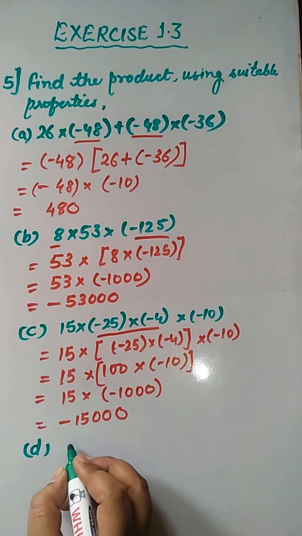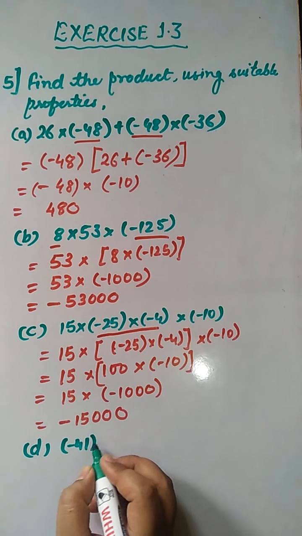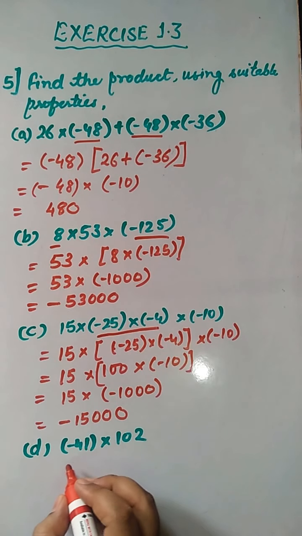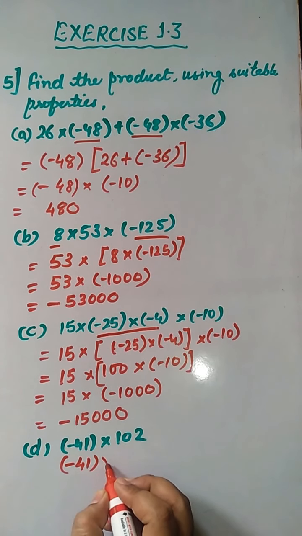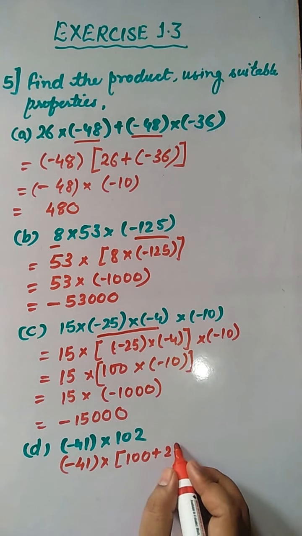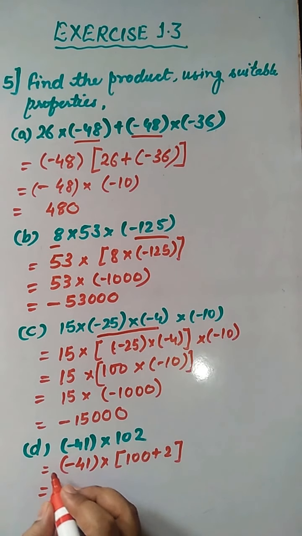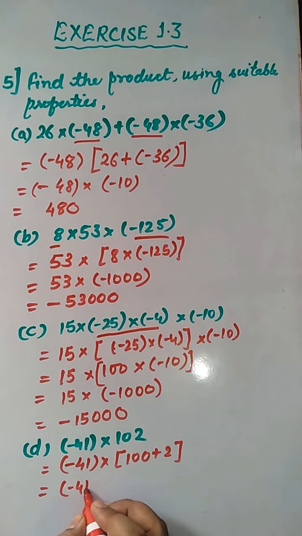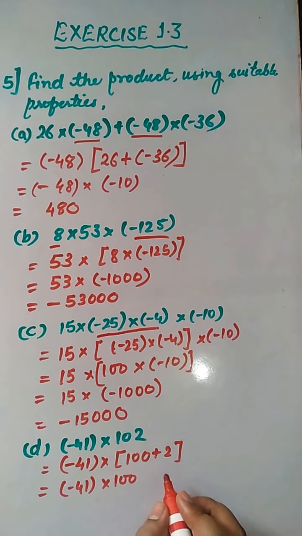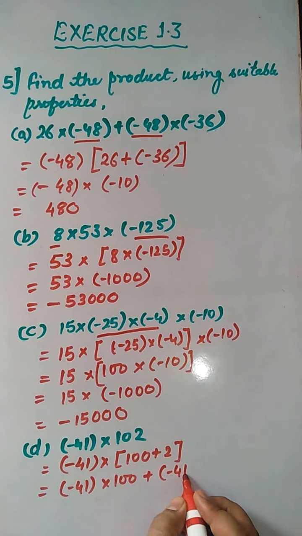Then D, minus 41 into 102. Now 102 we can separate, we can write it separately. That 100 plus 2 also we can write. So minus 41 will remain same, and 102 we can write 100 plus 2. Again applying distributive property, minus 41 into 100, 41 into first term plus minus 41 into 2, second term.